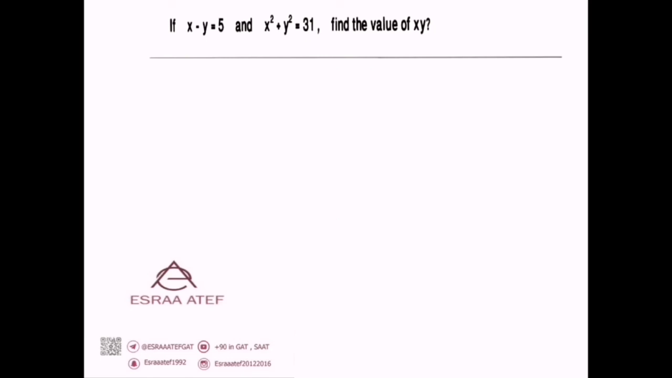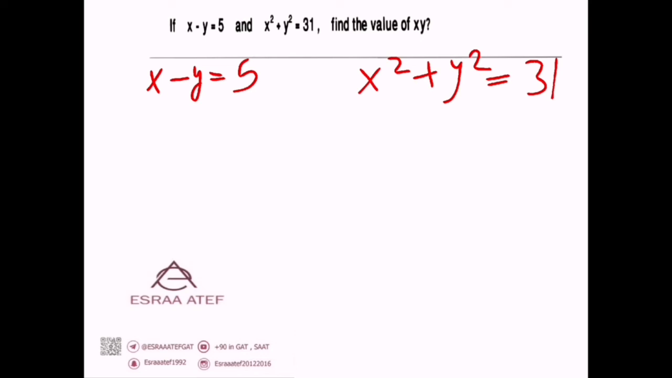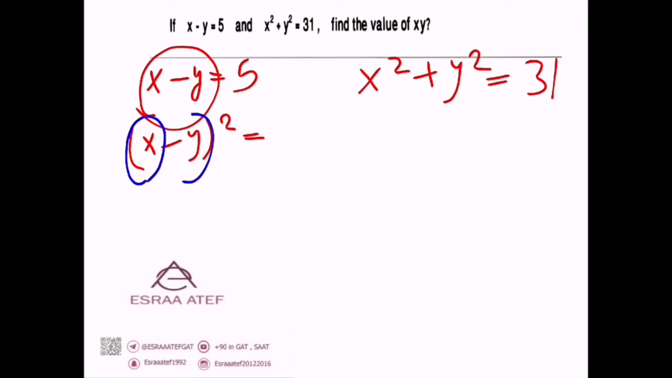Okay, here how can we solve it? We have that x minus y equals 5, and we have that x squared plus y squared equals 31. How can we solve it? If we square x minus y, it will give us, as we said before, the square of the first, the square of the second, and then 2 times the first with the second, which is x squared plus y squared minus 2xy.